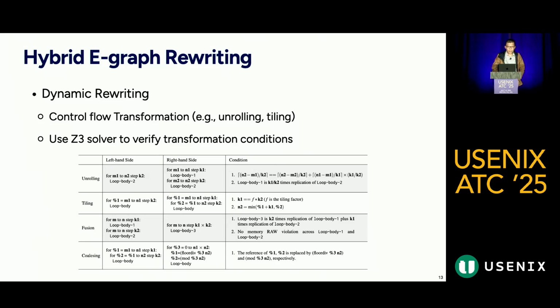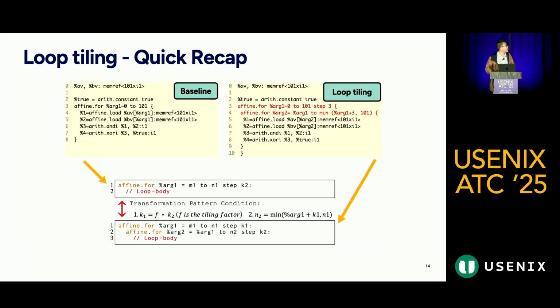For each control flow transformation, we will create a rewriting pattern and create a corresponding rewriting rule. And we use the SMT solver to verify the transformation conditions. This is our final motivating example for the loop tiling. It turns a flat loop into a nested one. In this figure, we have shown the corresponding dynamic rewriting rules.